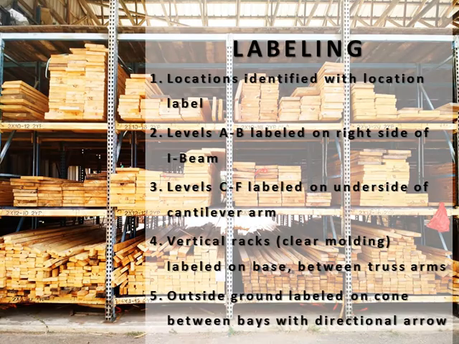Now, onto labeling. All locations will be identified with a unique location label. Levels A through B of the cantilever rack will be labeled on the right side of the I-beam. Levels C through F of the cantilever rack will be labeled on the underside of the cantilever arm. Vertical racks, also known as clear molding, will be labeled on the base between the two truss arms. All outside ground locations will have location labels attached to a cone between two bays with a directional arrow.